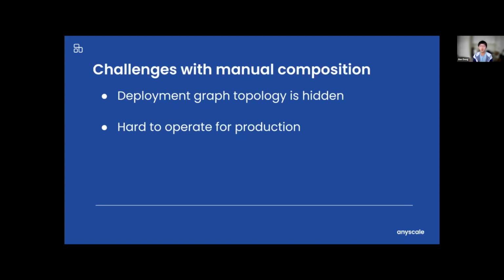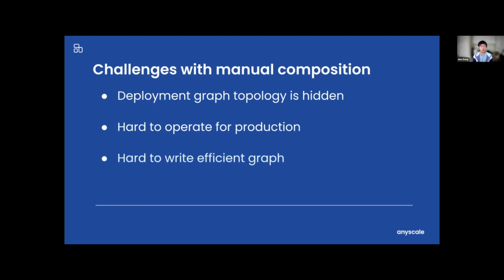That's one. Also, without a static definition of your deployment graph, it'll be really difficult for an ops team, which we can assume is separate from the data science team. The ops team is responsible for operationalizing this deployment graph, and to know what is going on, they require deep understanding of the code base.